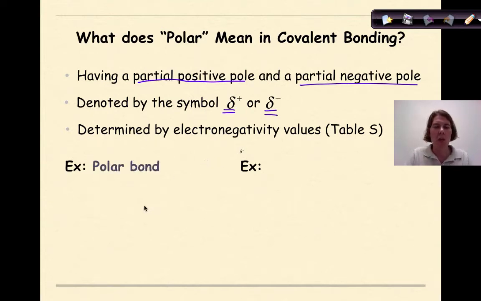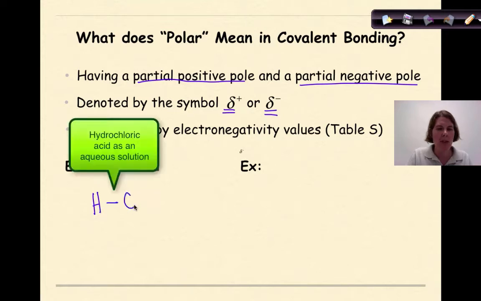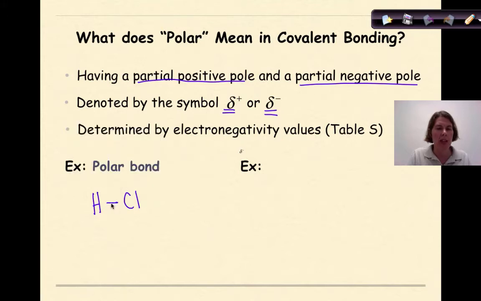So let's look at a polar bond. An example of a polar bond could be hydrogen chloride. So I'm going to have a hydrogen, a dash, and a chlorine atom coming together, and that represents the 2 valence electrons that are forming this particular bond. Hydrogen has an electronegativity value of 2.2, and chlorine has an electronegativity value of 3.2. So because hydrogen has a lower electronegativity value, we're going to call this hydrogen slightly positive, while the chlorine is going to be slightly negative.